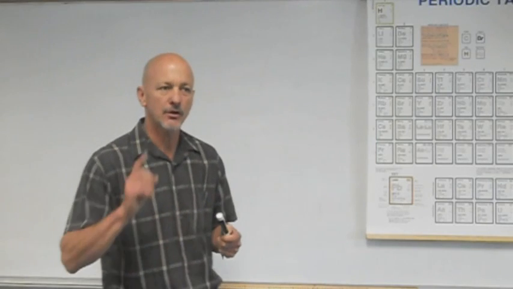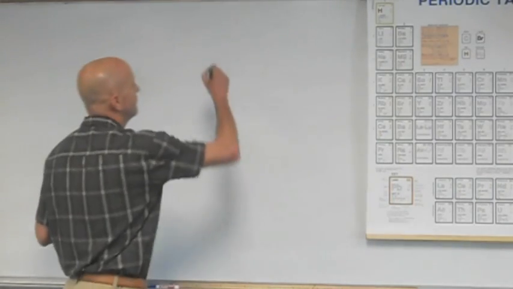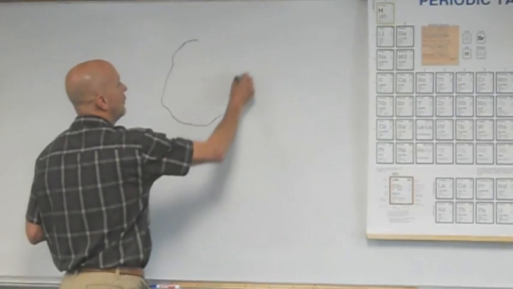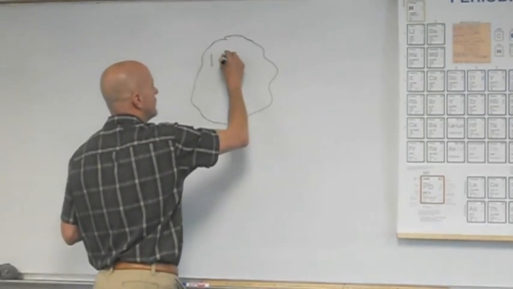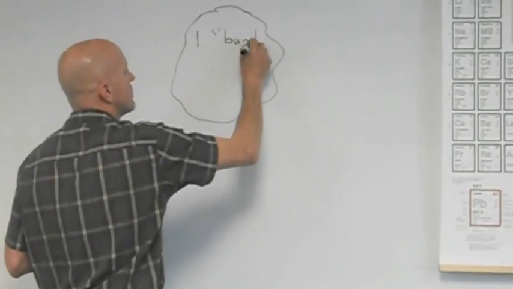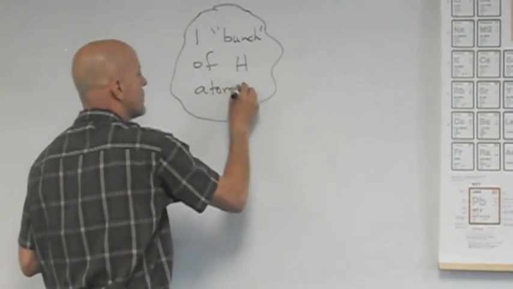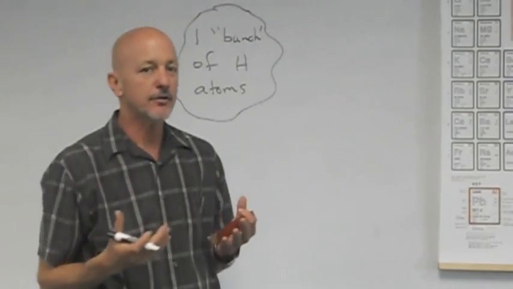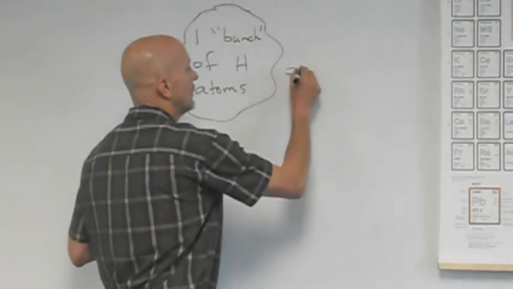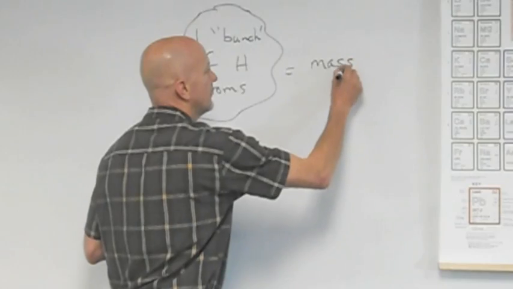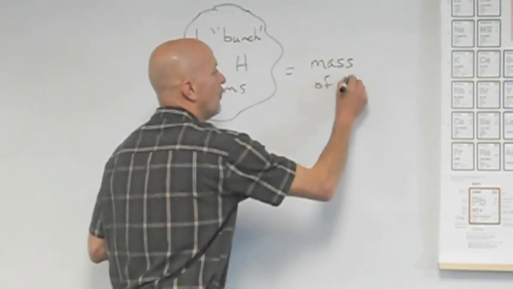So we decide, well, what should be a bunch of atoms? What do we call 1 bunch? And the way we determine it is we say, let's take the smallest atom there is, let's take hydrogen, which is the smallest atom, and let's gather up some hydrogen atoms. We'll gather up a whole bunch, 1 bunch, of hydrogen atoms. And we're gathering up enough, whatever number it takes, so that the mass is 1 gram.